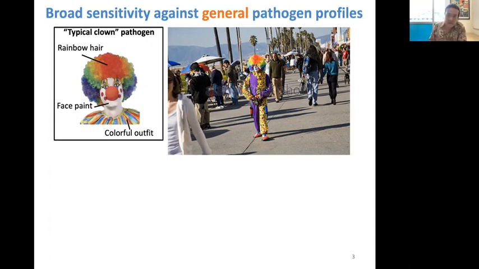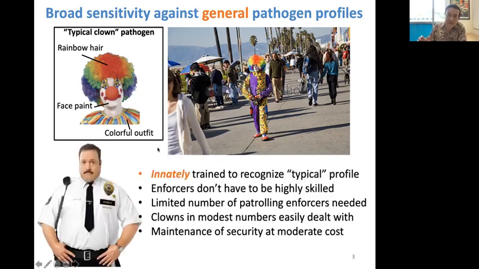So you can imagine if you have this clown walking around in the general public, the clown is very easy to spot, right? So as a result, the types of guards that are needed in order to recognize these are these innately trained guards, kind of like this mall cop here in the slide, right? And he is trained to recognize a typical profile of a typical pathogen. In this case, these enforcers don't have to be super highly skilled.